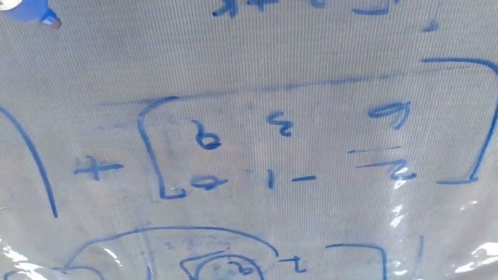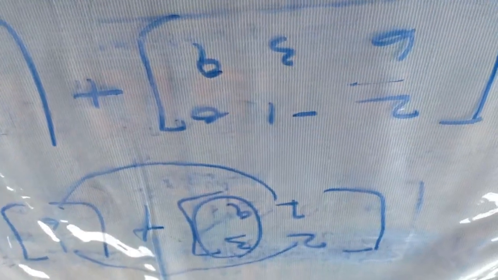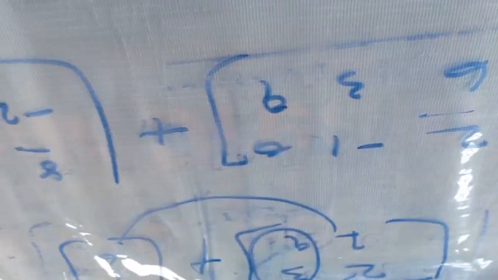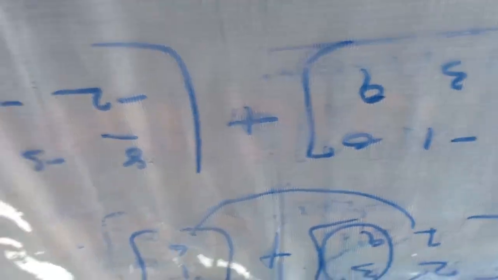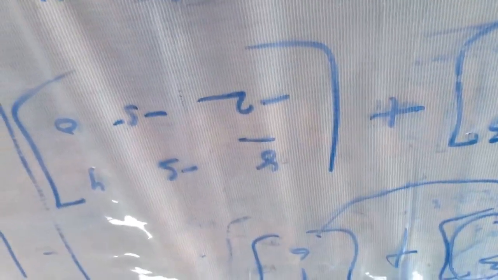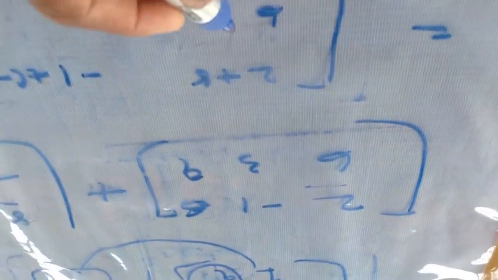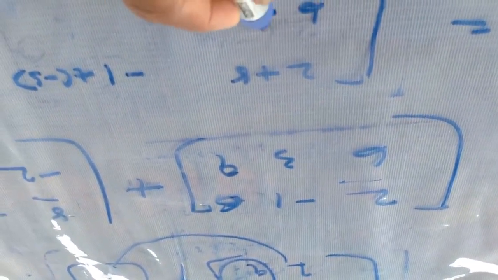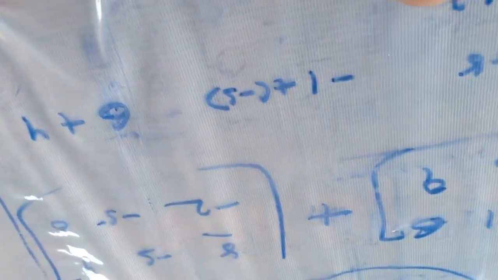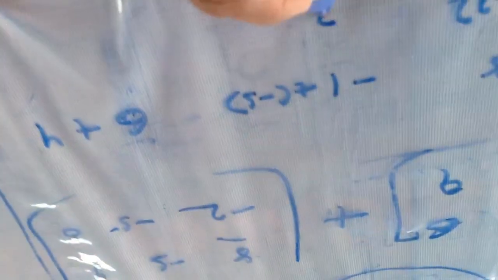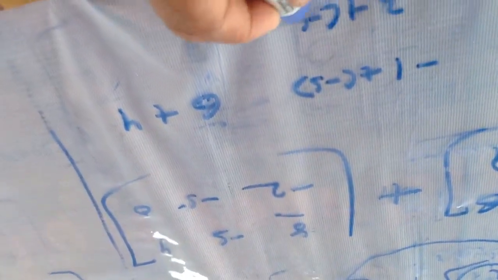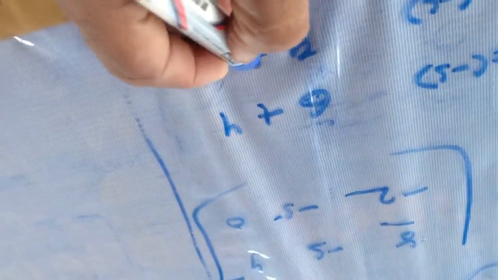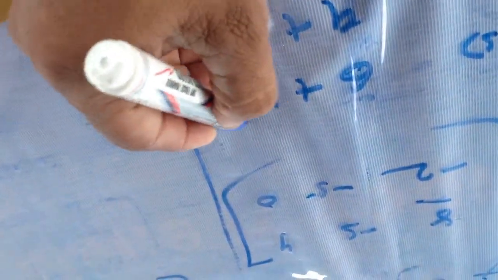2 plus 8. Then minus 1 plus minus 5. Here, sorry, this is not 0, this is 6: 6 plus 4. Then here is minus 2, so 6 plus minus 2. Then 3 plus minus 5, and here 9 plus 0. This is all about the operation.